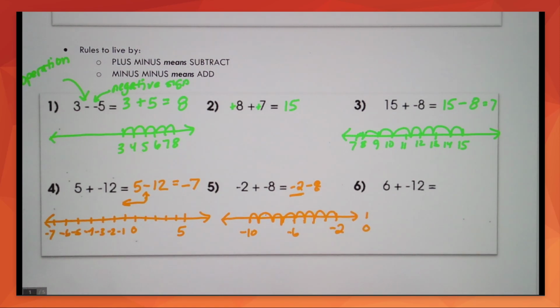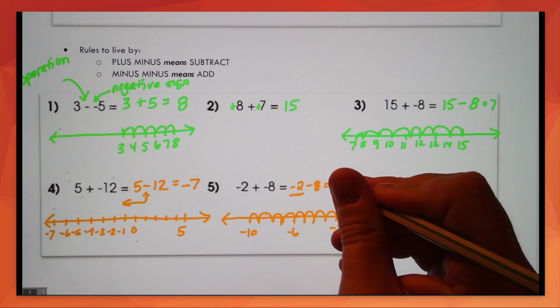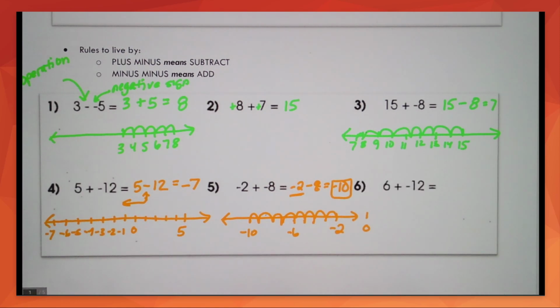One last question, number 6. So you guys try this. Pause the video, give number 6 a shot. It's 6 plus negative 12, or 6 plus minus 12. What does that mean? Draw it on the number line. What's your final answer? Oh, I should have written the final answer for the last one, which is negative 10. Sorry. Now go ahead and do number 6.